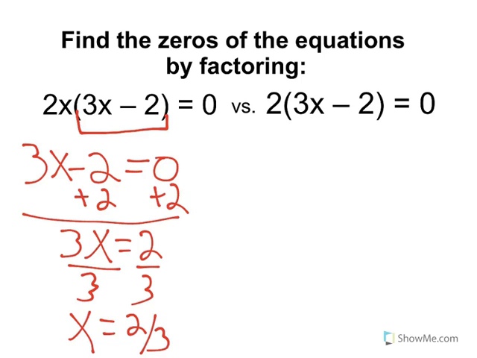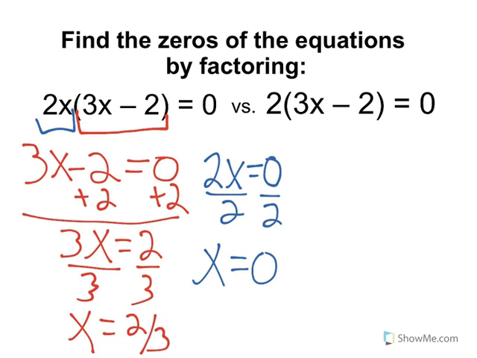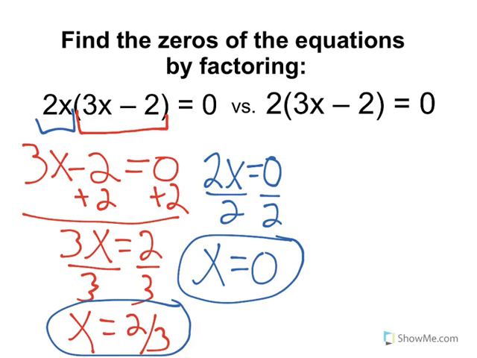I have somewhere else that I have x. I have x right here on the outside, so I need to deal with that also. So I can say that 2x is equal to 0. So for that first problem, I would get two solutions, x equals 0 and x is 2/3.